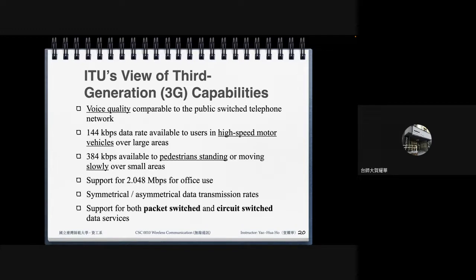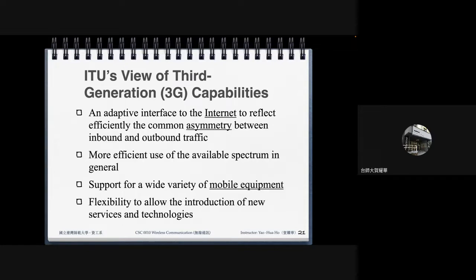Now they support packet switching, so we're going to move on to the data network. On third generation, they also have an adapted interface to the internet to reflect the common asymmetry between inbound and outbound, download and upload. You usually download more and upload less. So that's what we call asymmetric traffic, where you have inbound and outbound. This is the characteristic of internet use. You download email, you watch YouTube, you download data at rates much faster compared to when you upload anything.